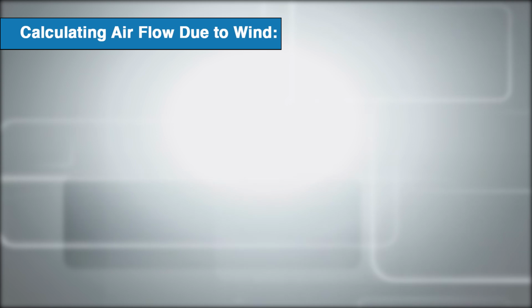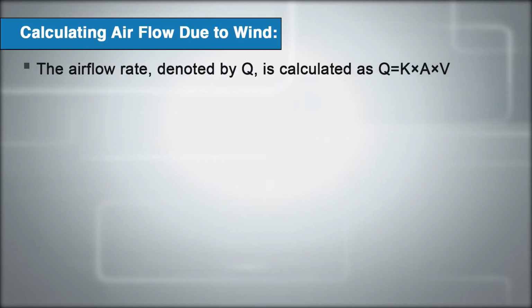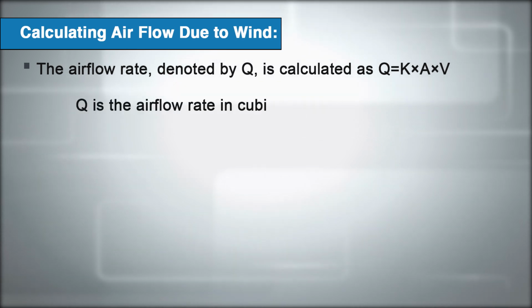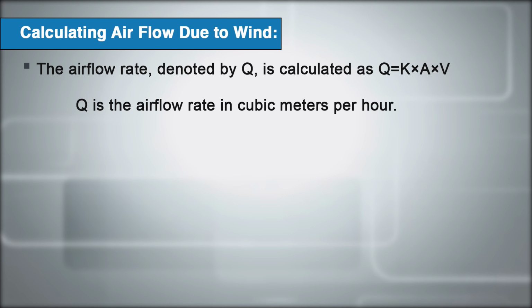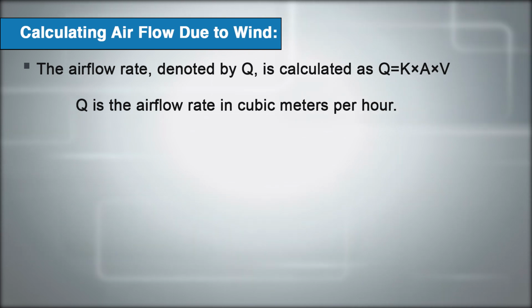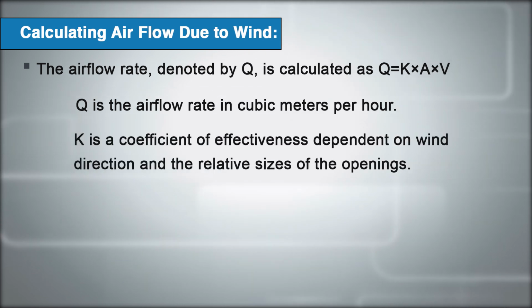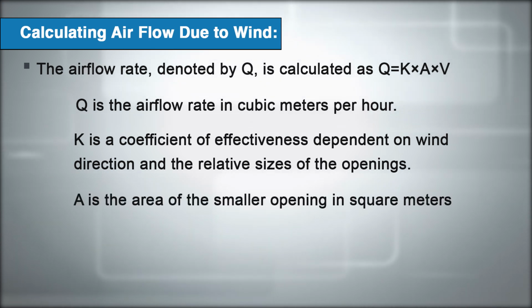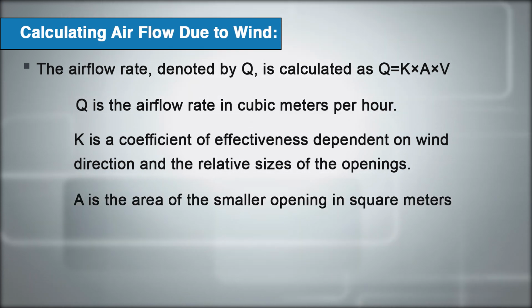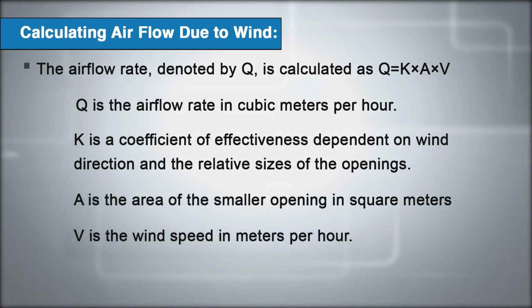How to calculate airflow due to wind? The airflow rate, denoted by Q, is calculated as Q = K × A × V, where Q is the airflow rate in cubic meters per hour. K is a coefficient of effectiveness dependent on wind direction and the relative sizes of the openings. A is the area of the smaller opening in square meters. V is the wind speed in meters per hour.